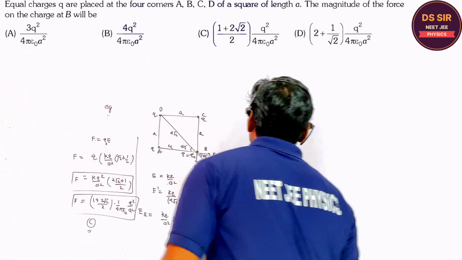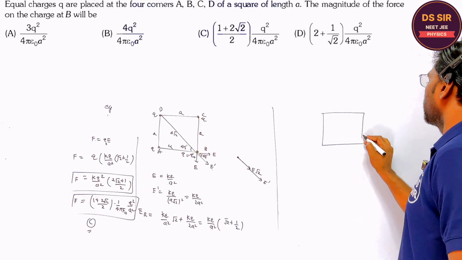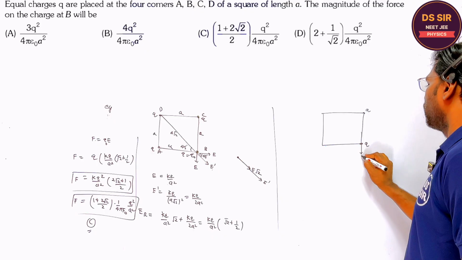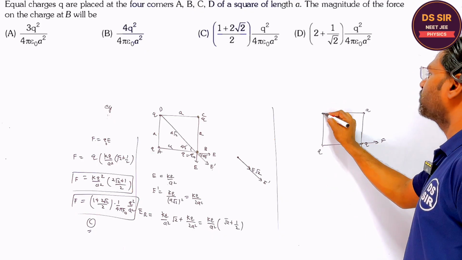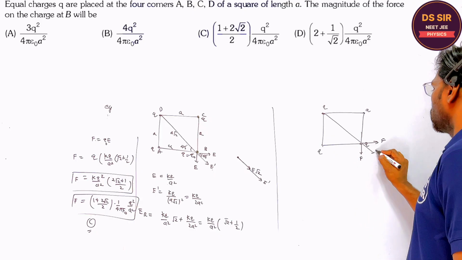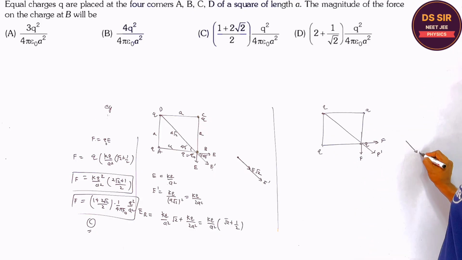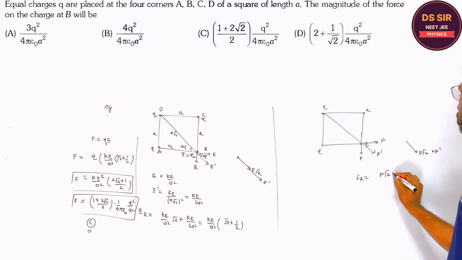But the other way is by using Coulomb's law directly. How? If this is Q and this is Q, because of this, a force F will be there. Because of the other Q, the force F dash will be there. So F and F give F root 2, and then F dash. Is it clear? So the resultant force is nothing but F root 2 plus F dash.